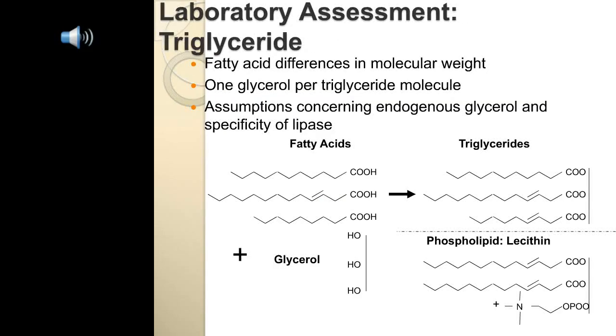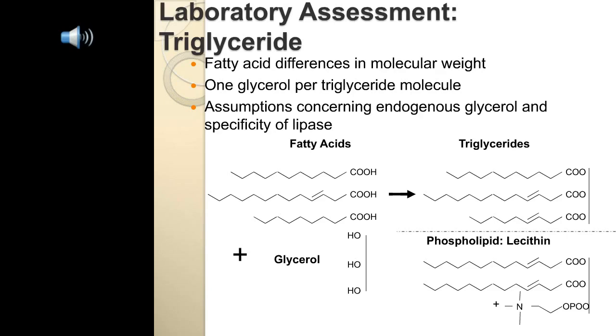If we think about our next standard or routine laboratory lipid assessment, that would be the measurement of triglyceride. Here there are a couple of principles to keep in mind about the assay. Of course, fatty acids which might be present in triglyceride can vary in molecular weight, and therefore they may not be suitable for the standardization of the assay. However, the glycerol backbone, there is one molecule per triglyceride molecule, and that would be a more suitable target for the assay techniques.